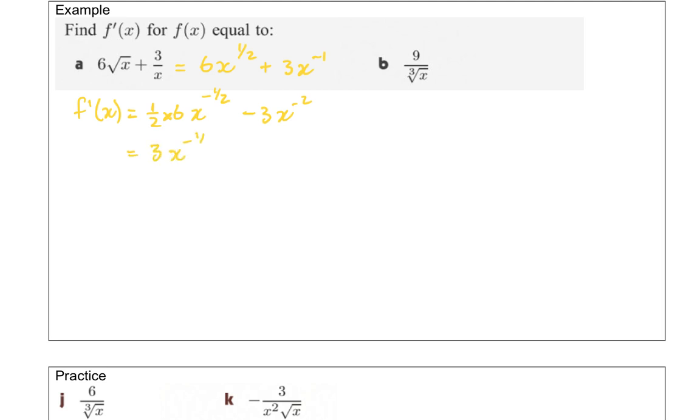Bring the power down, decrease by 1. So that's 3x to the negative 1/2 minus 3x to the negative 2. And this is an easy one to rewrite.